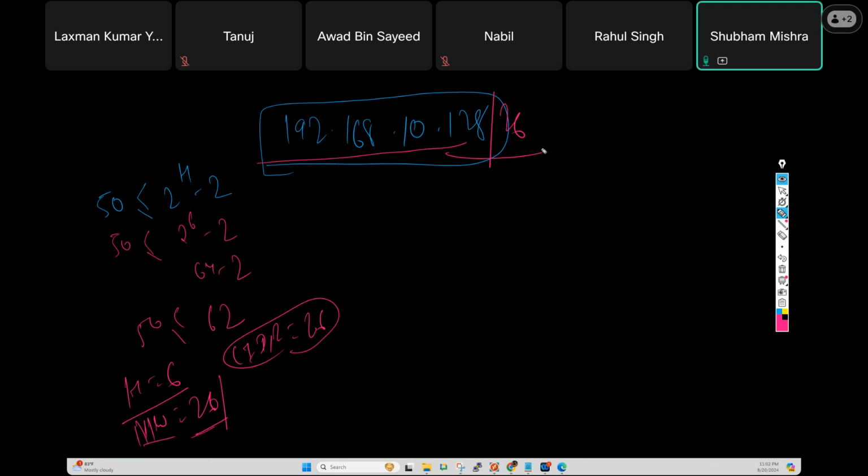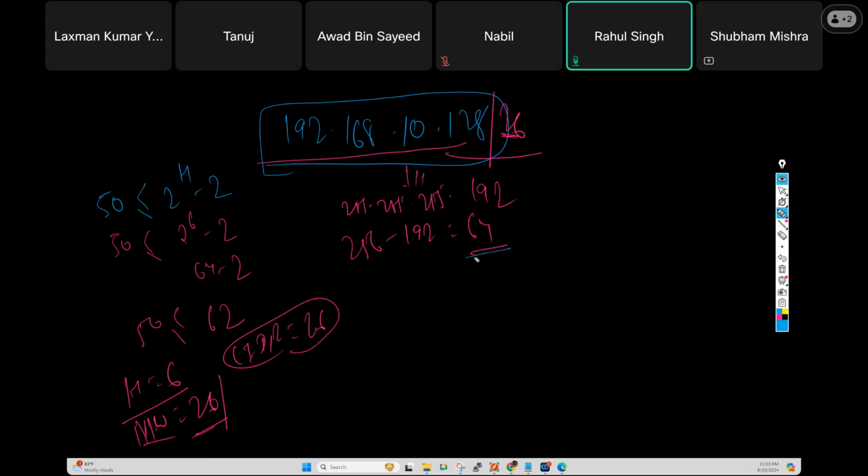Tell me, you guys understand? How can you prove it? Again, same thing. What will be the subnet mask? 255.255.255.192. The block size will be 256 minus 192. What is the value? 64. My mathematics is weak, please check. 256 minus 192 is 64, right?